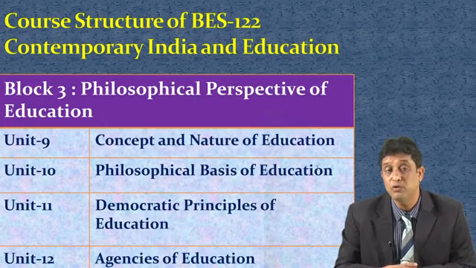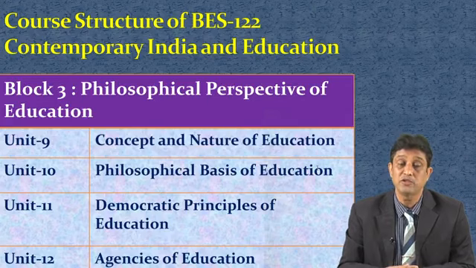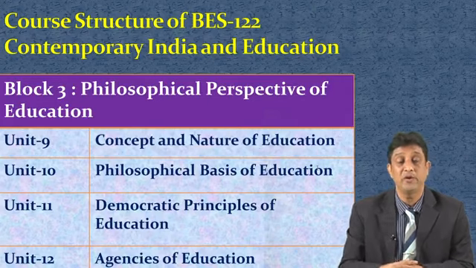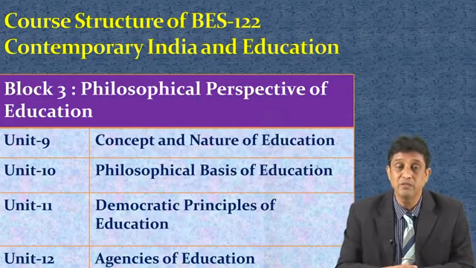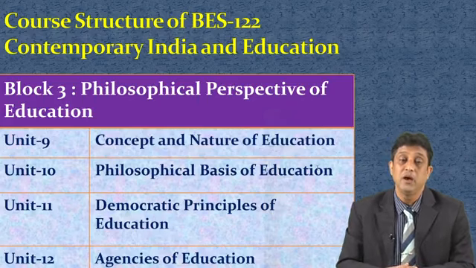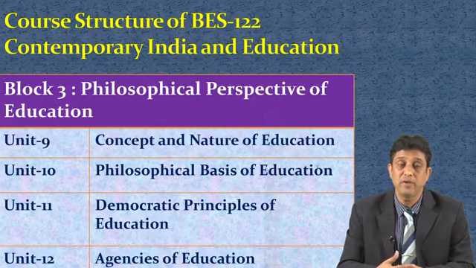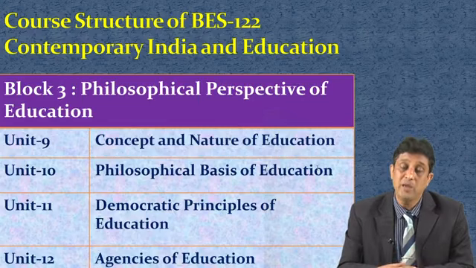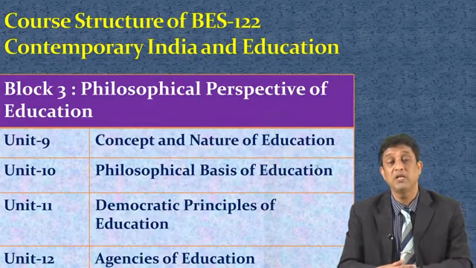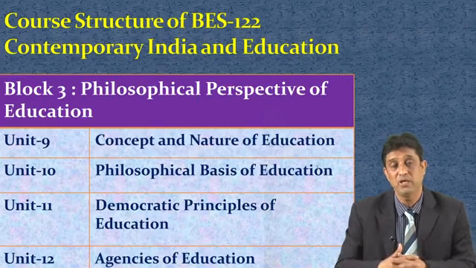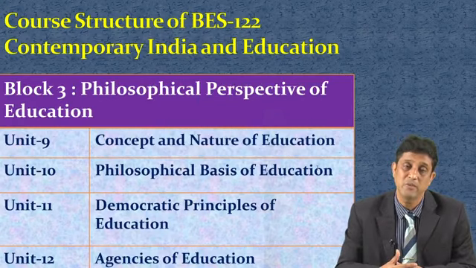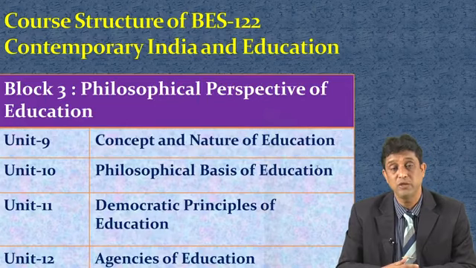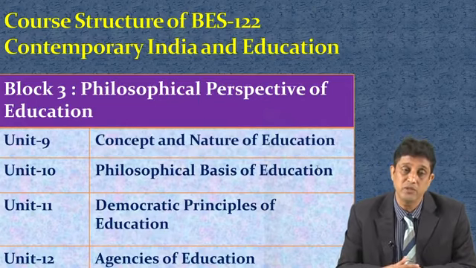So friends, when you go through the different units of this block, first of all you will try to understand the concept of education, the meaning of education, the etymological meaning of education, the democratic principles of education, the constitutional provision of education, then aims of education: individual aims, social aims, democratic aims of education. And you will also understand the different systems of education: formal, informal, and non-formal system of education, which is called an alternative system of education.